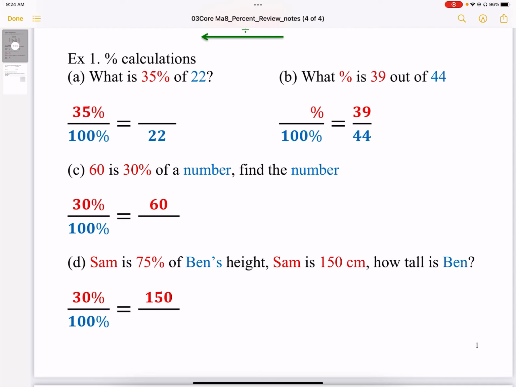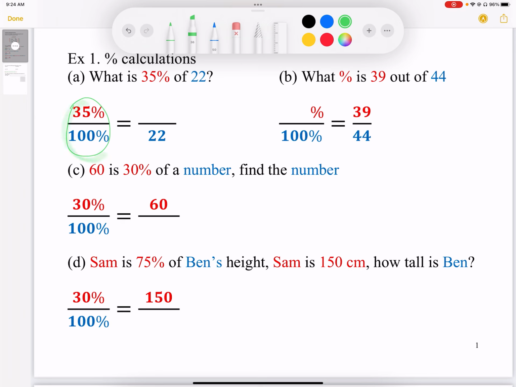So to use these percentage calculations, what we're going to do is set up the percentage proportion. We have here for A, what is 35% of 22? So we set up the percentage, 35 out of 22. Okay, we're going to set up this percentage and an equivalent proportion of 22. So 35% is a part of 22 means 22 is the whole. So we have part, whole, part, whole.